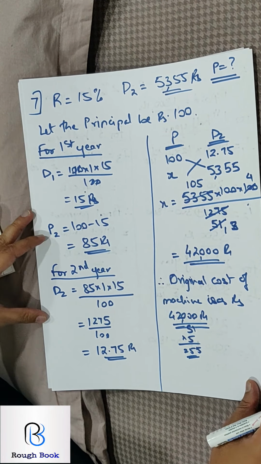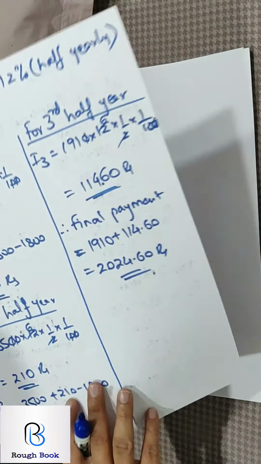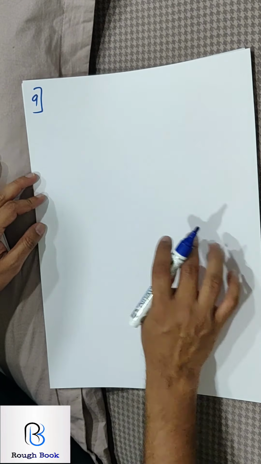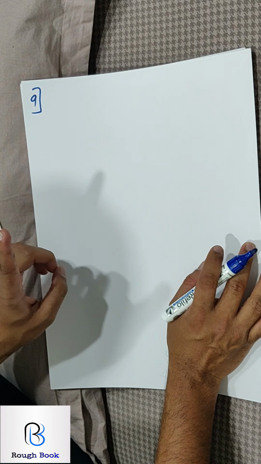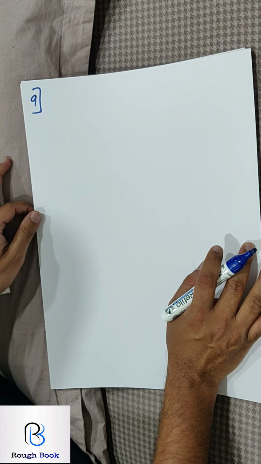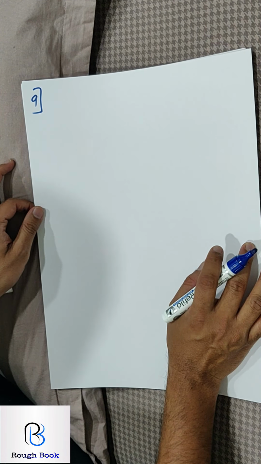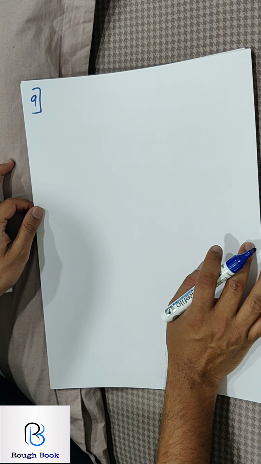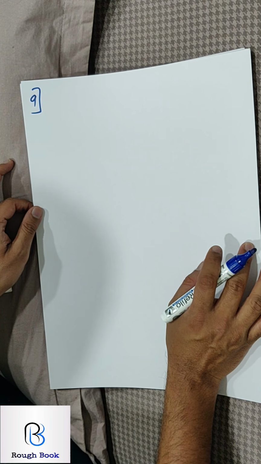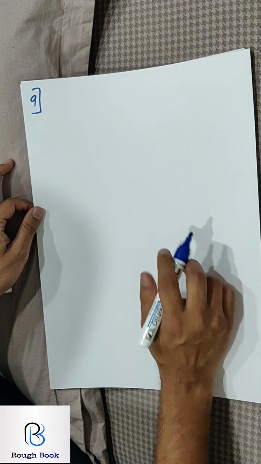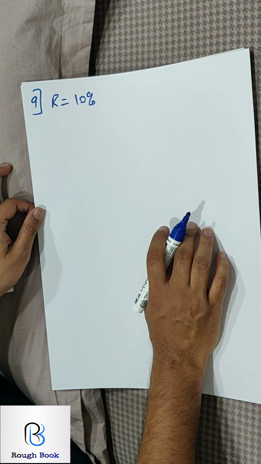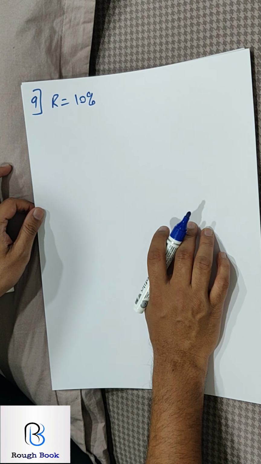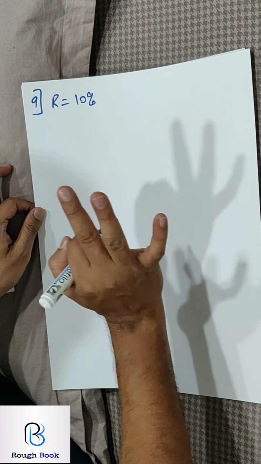I want everyone to try sum number 9. 9 again is an interesting question. So try sum number 9. It's not that difficult. If you try it, you will get it. But read the question carefully. Each word is important in the question. It says a man saves 3,000 every year and invests it at the end of the year. This end of the year is very important. At the rate of 10% per annum. Calculate the total amount of the savings at the end of third year.